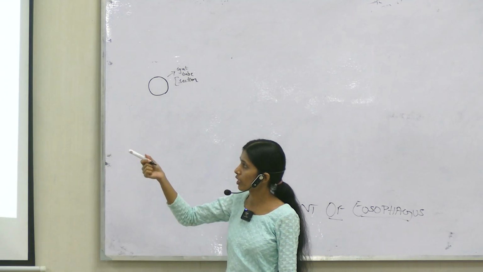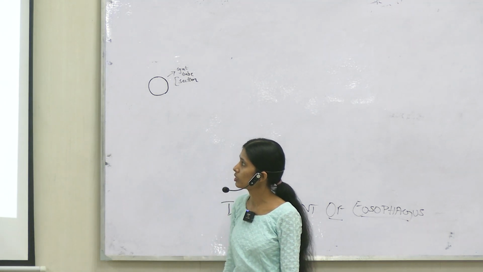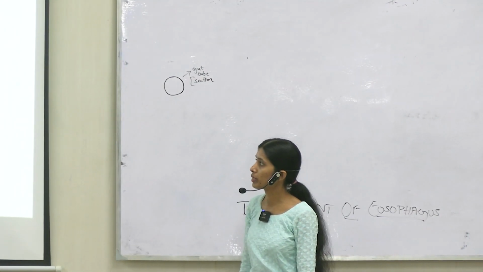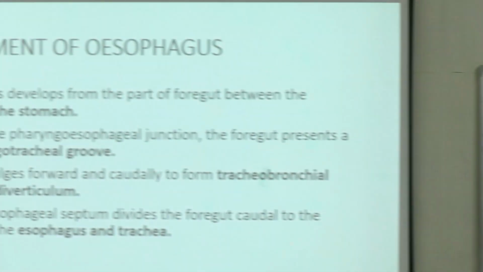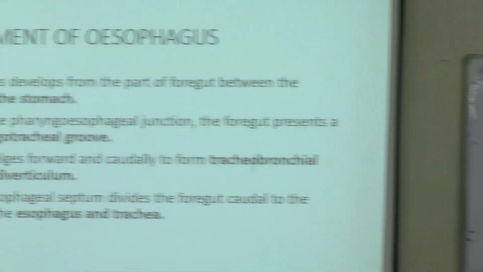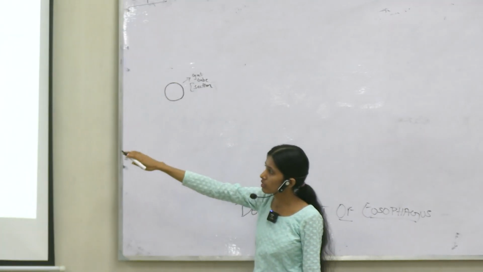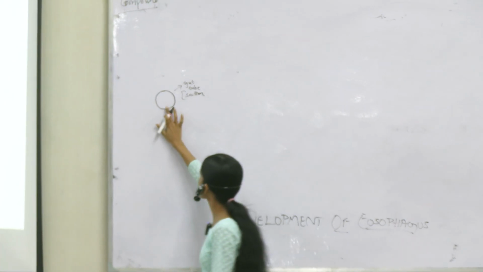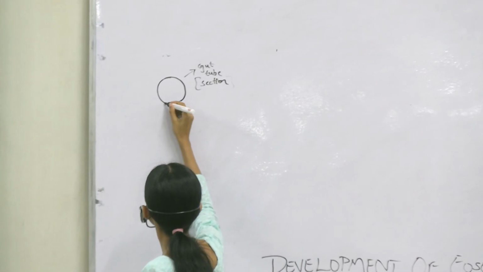Ventrally at the pharyngoesophageal junction, the foregut presents a median laryngotracheal groove. Okay, so imagine this is your gut tube, that is just one section of the gut tube. From this, the laryngotracheal groove is forming here.